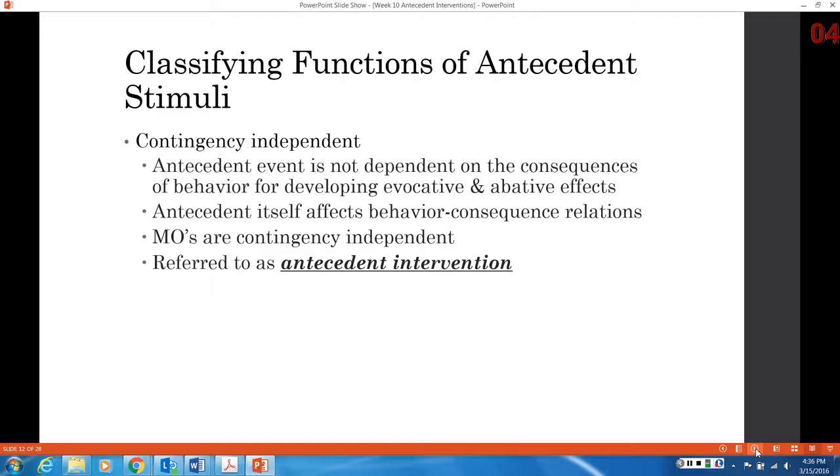With contingency independent stimuli, the antecedent stimulus is not dependent on consequences for its evocative or abative effects. Motivating operations fall into this category. This is referred to as an antecedent intervention. The remaining slides in this lecture will cover types of antecedent interventions.